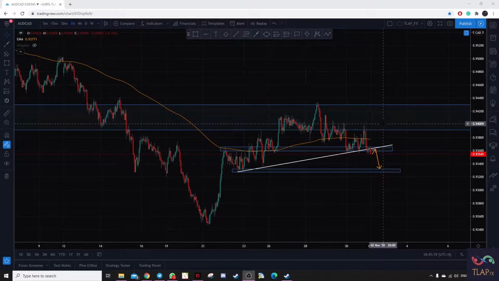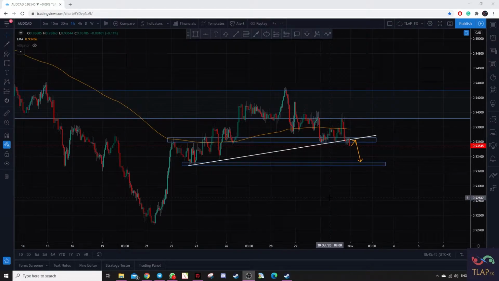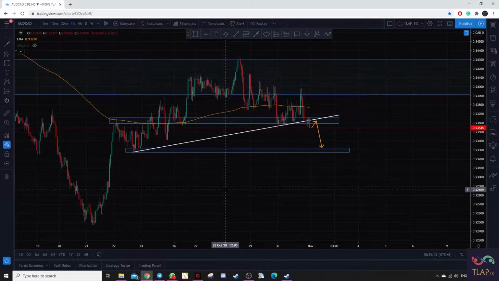Hey traders, due to the elections next week, we'll be skipping US dollar and we'll not be trading any pairs related to USD. So here we have Aussie CAD.